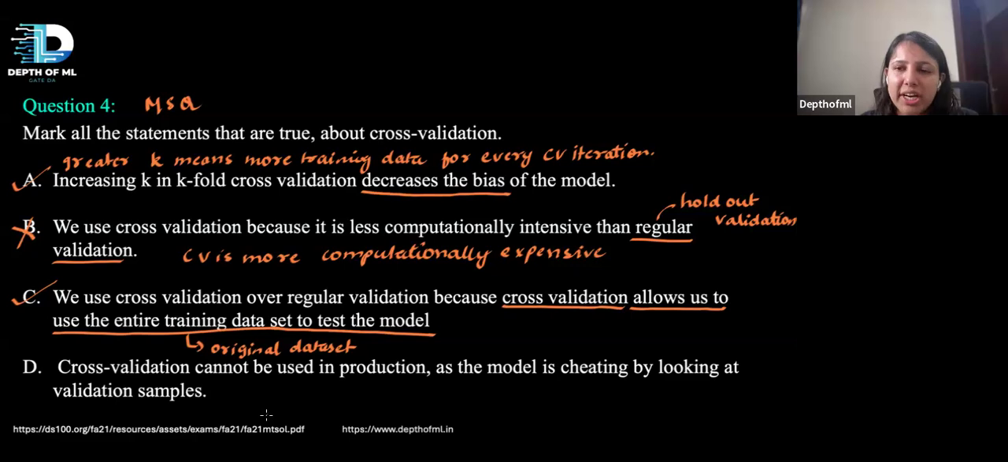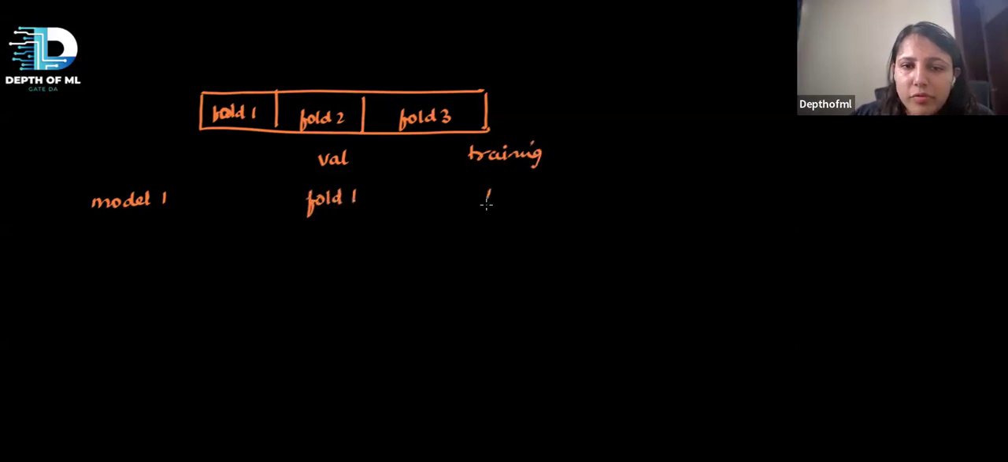Cheating would have been if in training you were using the same samples that you were using to test it on, right? So what would have been considered as cheating? So in my CV iteration, what is happening? You have fold 1, fold 2, and fold 3, right? So when I'm doing model 1 training, you have validation and training over here. Here you have fold 1 and you have fold 2 and 3. So cheating would have been if there was some intersection between the validation and the training, right? In fold 1, in model 1, this is not the case.